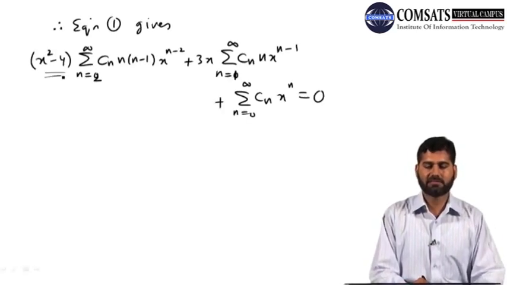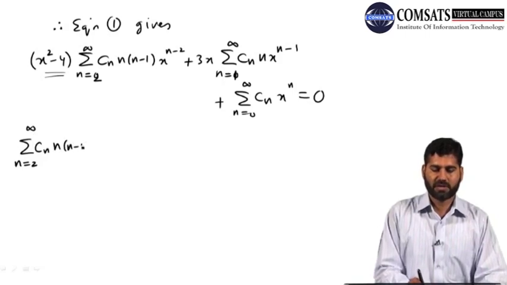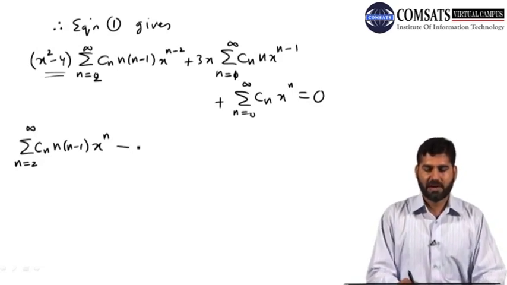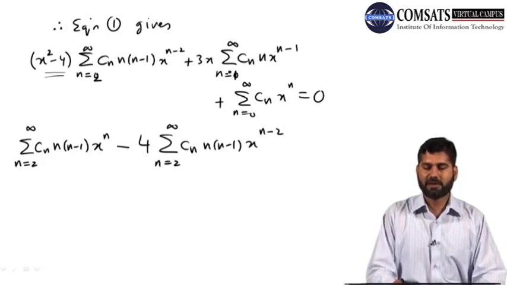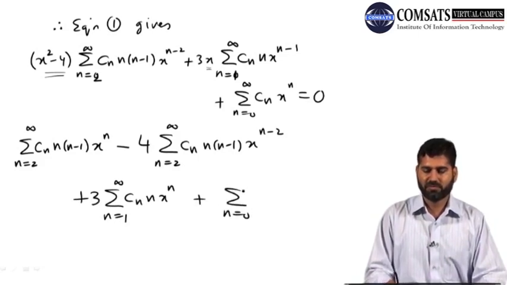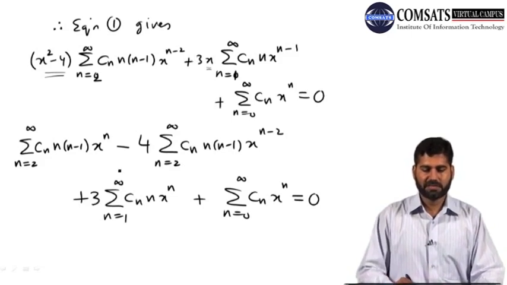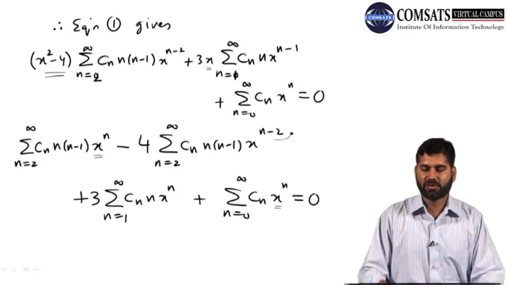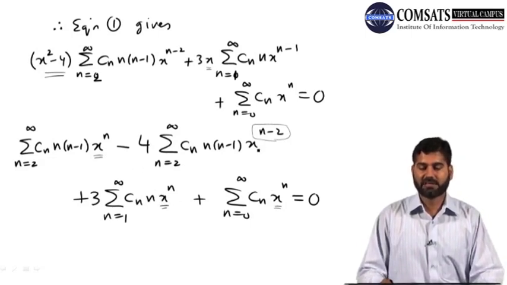Now you have to multiply this inside, so first x^2 will make it sum n equal to 2 to infinity Cn n(n-1) x^n, because n-2 plus 2 is n, x^n, minus 4 times sum n goes from 2 to infinity Cn n(n-1) x^(n-2). And now if I multiply this x inside, this will become n again, so plus 3 times sum n goes from 1 to infinity Cn n x^n, and then plus sum n goes from 0 to infinity Cn x^n equal to 0. Alright, so now the problem is this is x^n, it's fine, this is x^n, it's fine. Here I need to replace this by n-2, and this is x^n, it's fine as well. So these three are okay. This second term is x^(n-2), so we need to do something with this one.